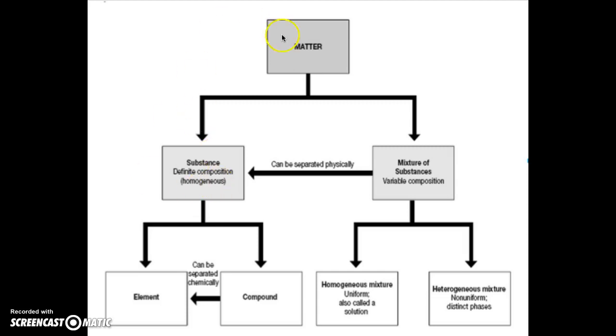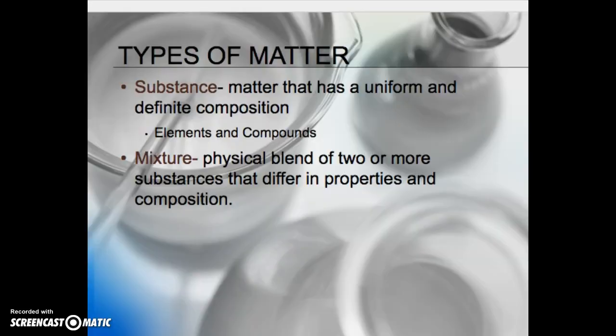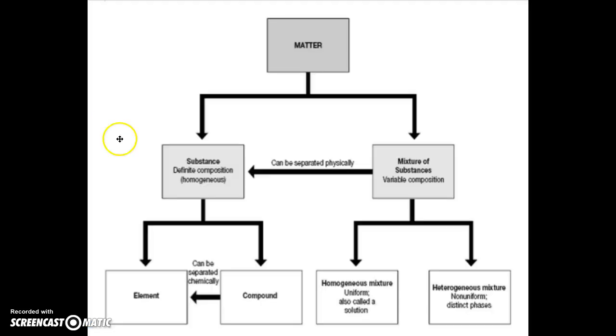So we're going to begin with our discussion of matter. We're going to talk about each side of this chart. So first, let's talk about what it means to be a substance or a mixture. There are different types of matter. A substance is something that has a uniform or definite composition. And there are two different kinds of substances. So under the substances, you could be an element or a compound.